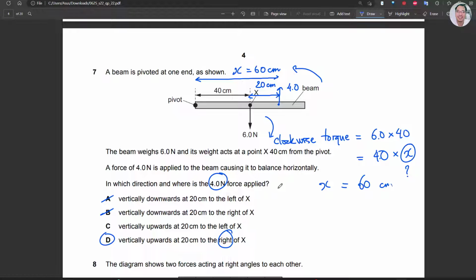60 cm in this calculation is the distance to the pivot. We need an anti-clockwise torque.